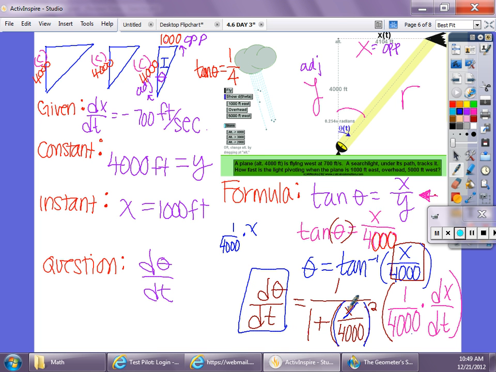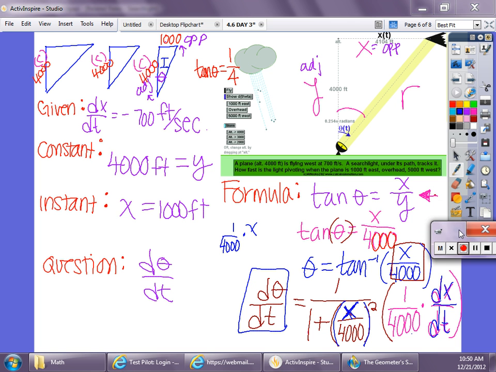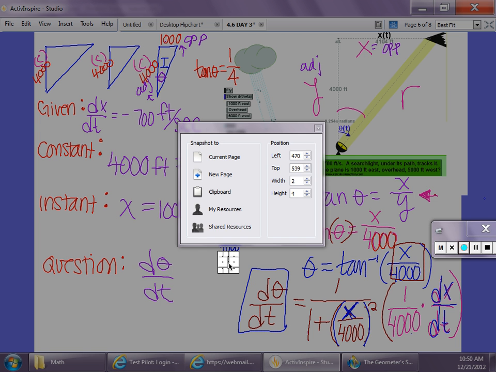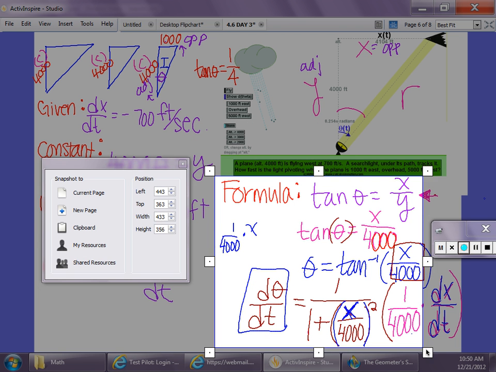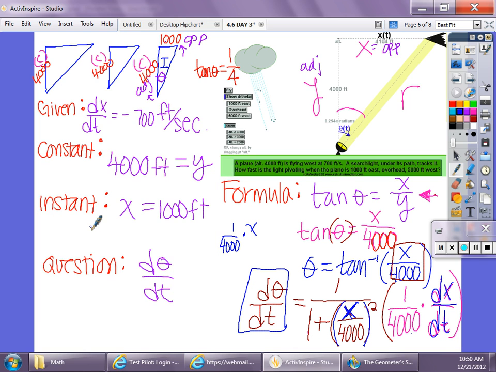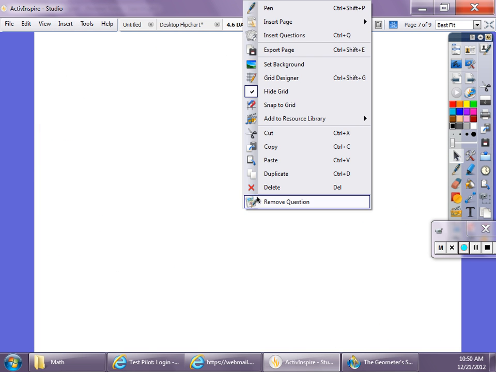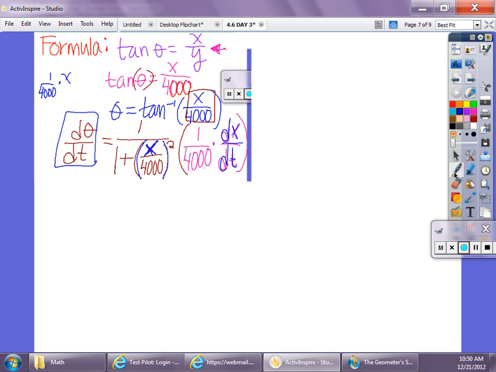Do I know the x at the instant? At the instant? Yes. Do I know dx dt? Yes, so I have everything I need to answer the question. So that means there's no more unknowns. You'll be able to solve that question. So let me go to the next page. All right, so what do we get?